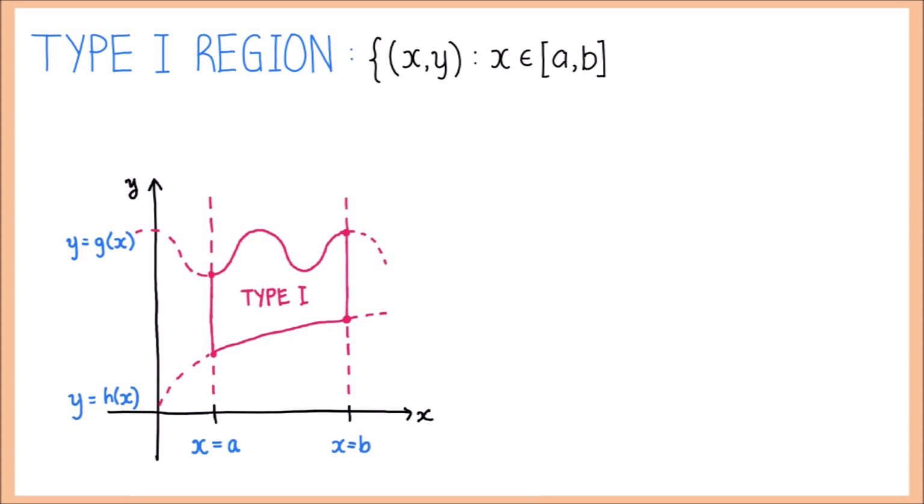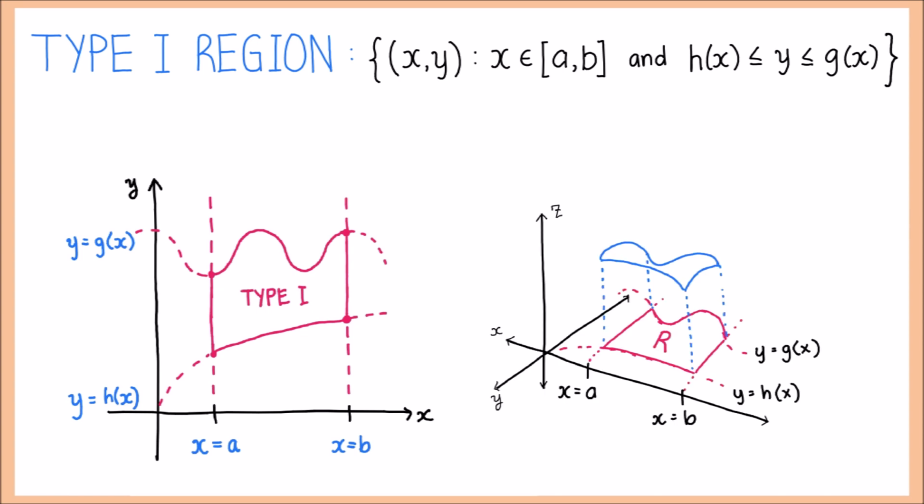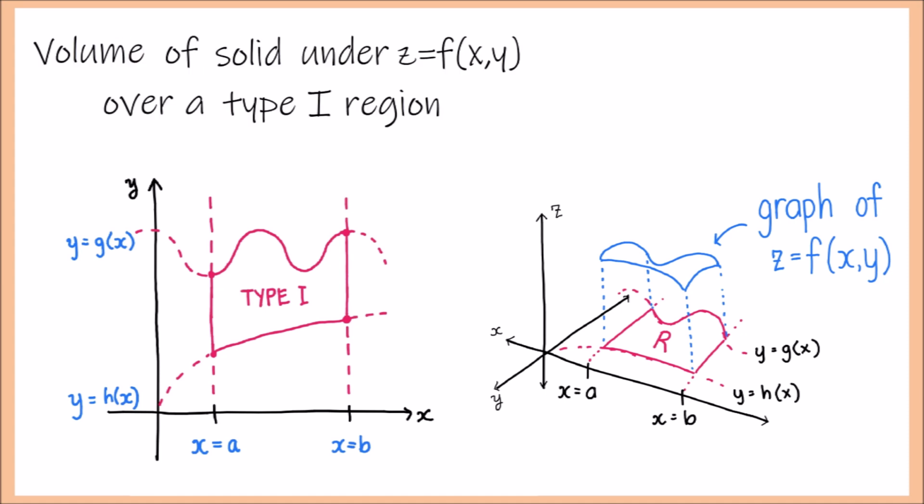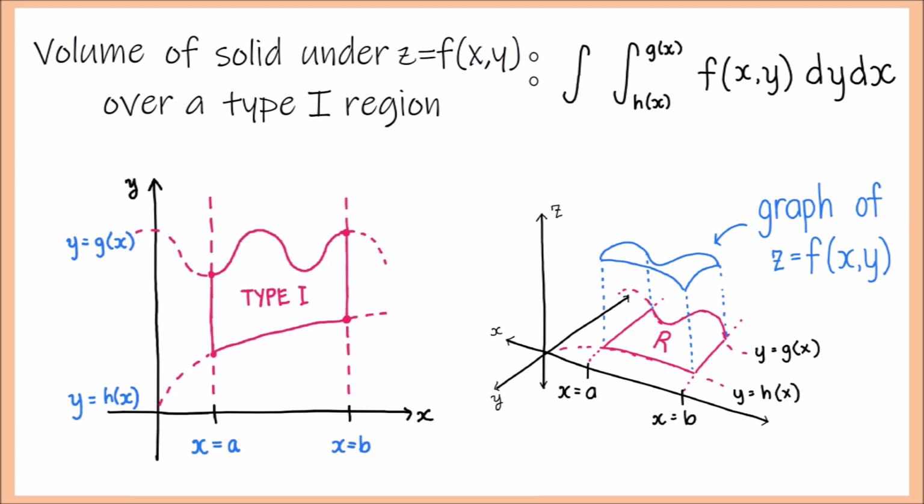bounded by lines x is equal to a and x is equal to b, and y has a lower bound y is equal to h of x, and an upper bound y is equal to g of x. In three-dimensional space, this is the solid under the graph of f of x, y over a type 1 region. Here, the region is labeled R. The volume of this solid is the double integral of f of x, y with respect to dy dx. The order is strictly dy dx, whose bounds in y are h of x and g of x.